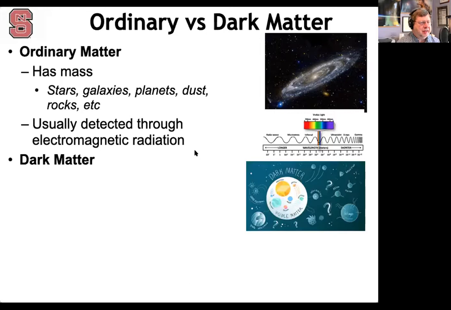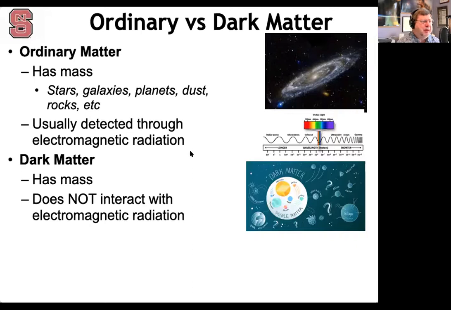Dark matter, on the other hand, is a different sort of animal. It has mass. Okay. If it didn't have mass, we couldn't observe it the way we do. So we observe it through its gravitational interactions. But as far as we know, it doesn't interact with electromagnetism in any way. Light passes right through it. Radio waves, X rays, gamma rays, ultraviolet, whatever, all of it passes right through as if it didn't exist.